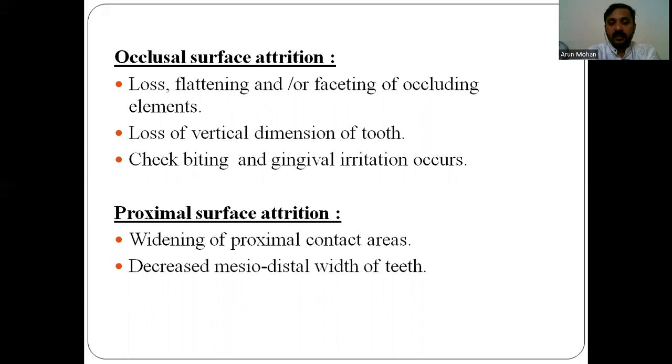In such cases, there will be widening of the proximal contact area. Usually proximal surfaces are in contact with each other at one single point. Due to wearing away of that contact point, there will be widening of the proximal contact areas. And also, as we can imagine, there will be decreased mesiodistal width of the teeth. So there will be loss of vertical dimension of teeth in occlusal surface attrition and decreased mesiodistal width of teeth in proximal surface attrition.